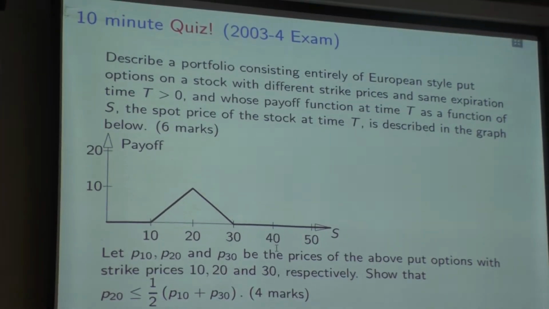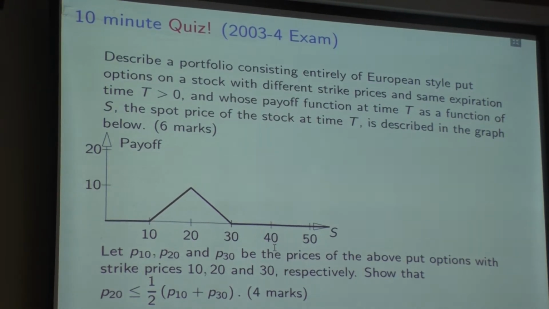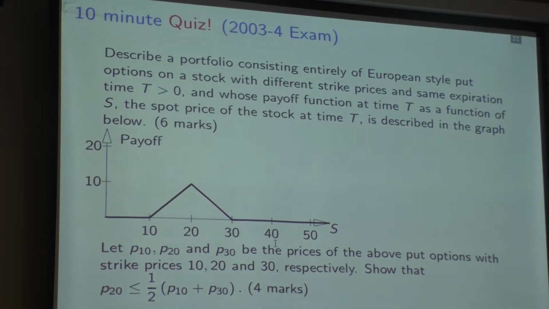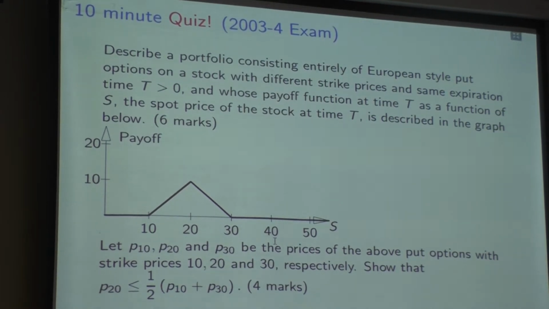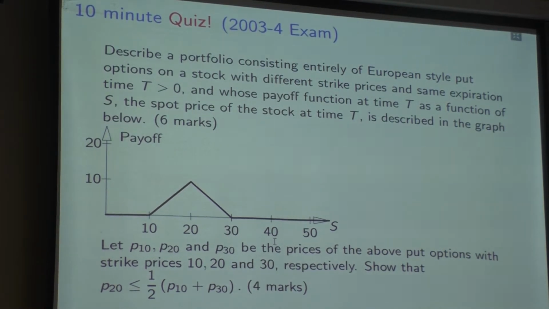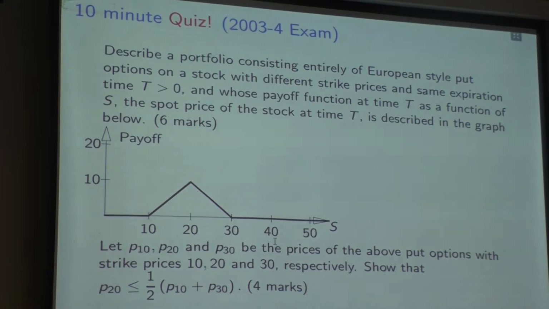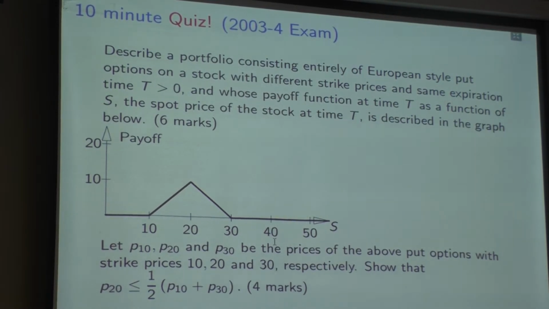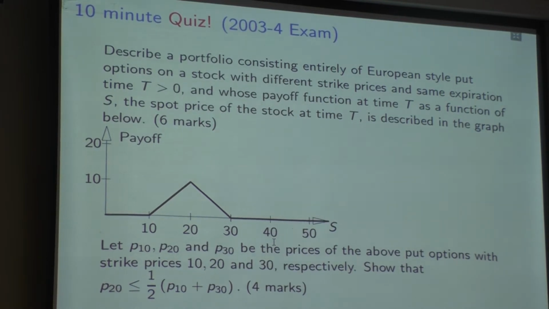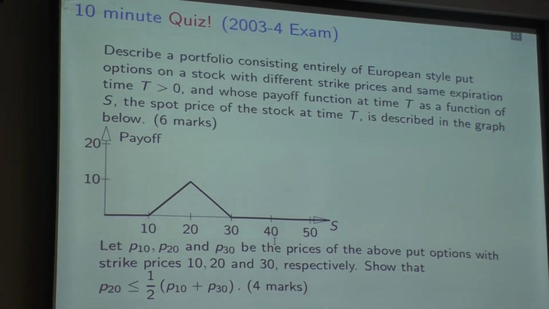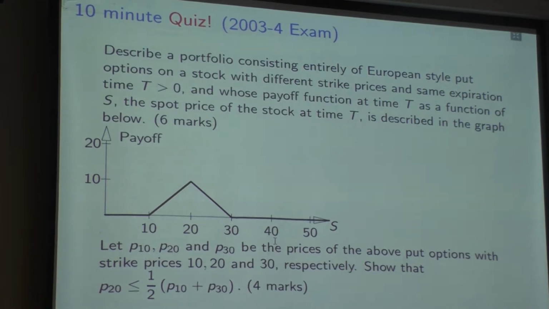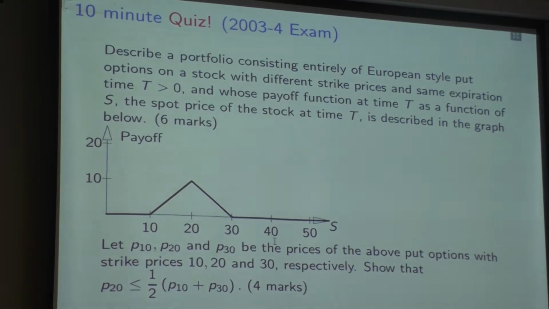Okay, so now let's have a look at the second part of this question. It says, let P10 be the price of this kind of options, and P20 be the price of one of these options, and let's take P30 to be the price of options like this, P20 is the price of options like this, and P10 is the price of options like that. Okay, and then you have to show that that inequality over there holds. Why is that true?